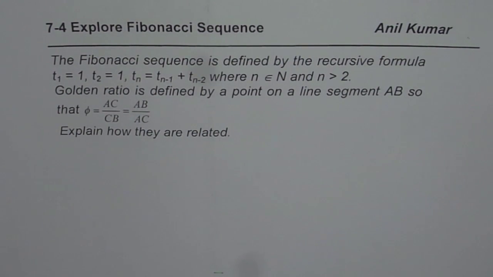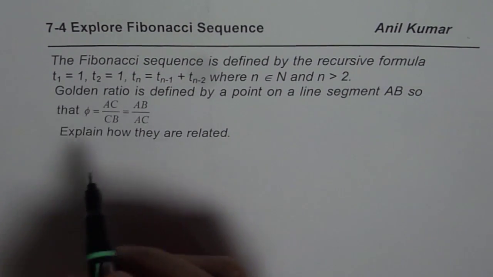Golden ratio is defined by a point on a line segment AB so that phi is equal to AC over CB, which is equal to AB over AC. Explain how they are related. So in this video we will find both the numbers and then figure out how they are related.